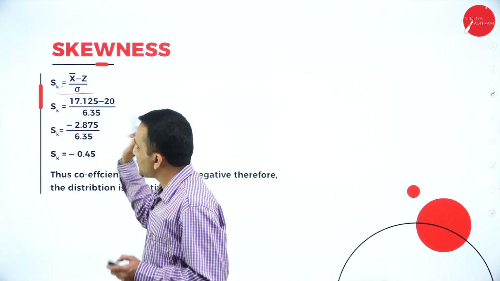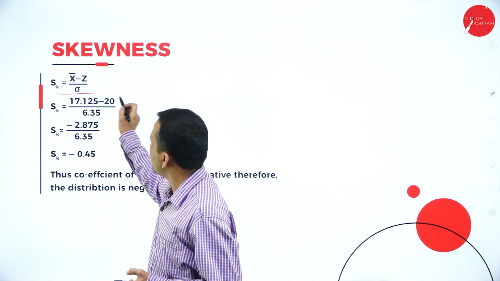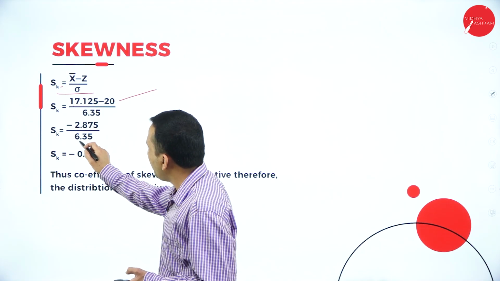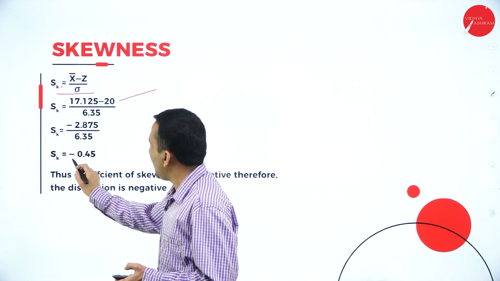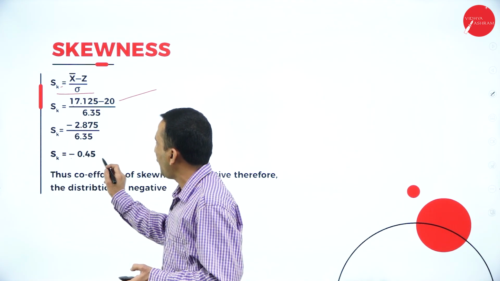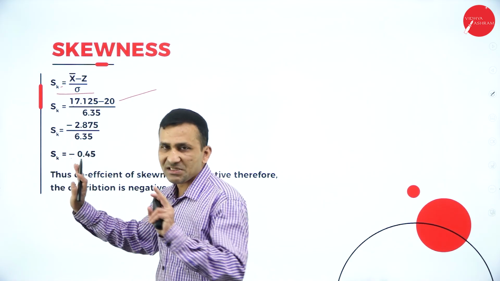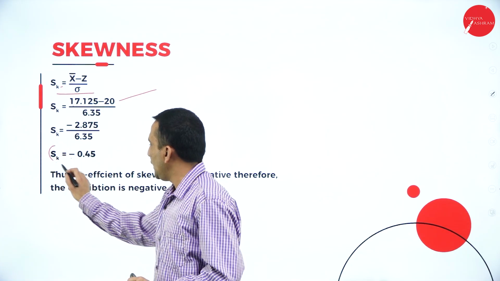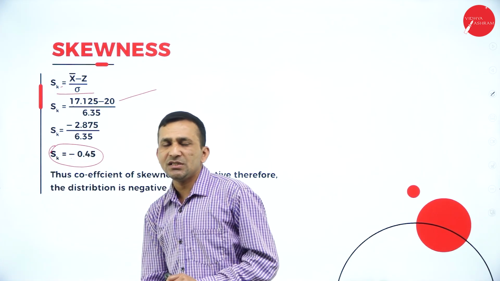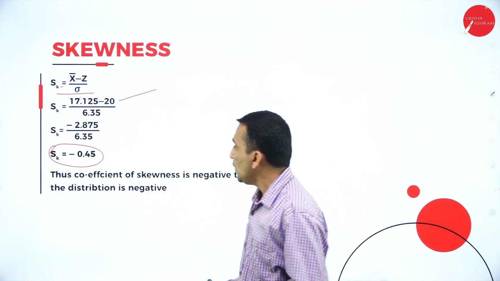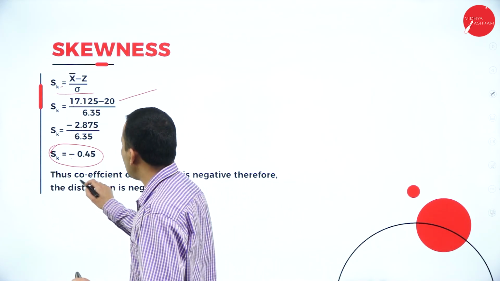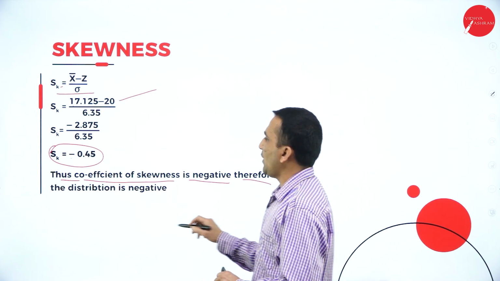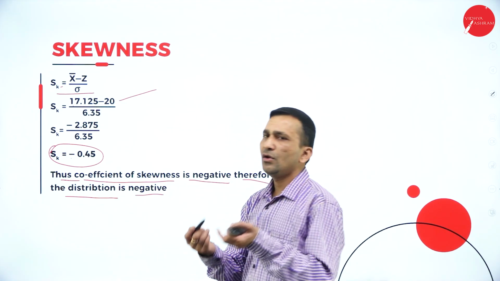The standard deviation as it is I am writing, because I have simplified the numerator first. Now you need to divide. After dividing I am getting minus 0.45. Now the second step is completed. The third step is a comment. Seeing the value, we can identify that you are getting a negative value. That's why we write the comment: thus the coefficient of skewness is negative, therefore the distribution is also negative.